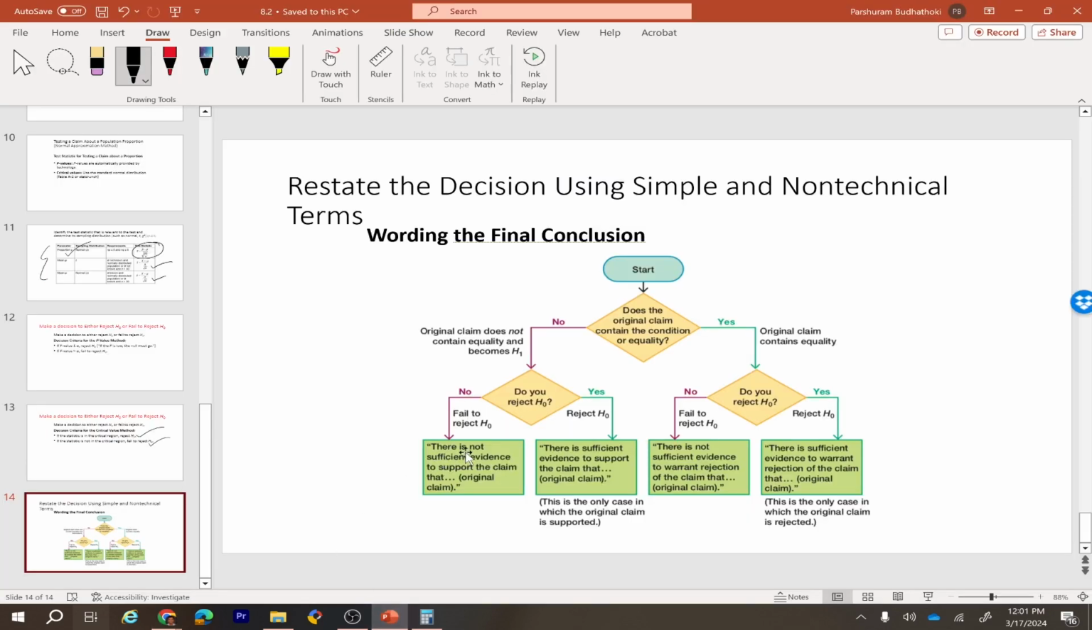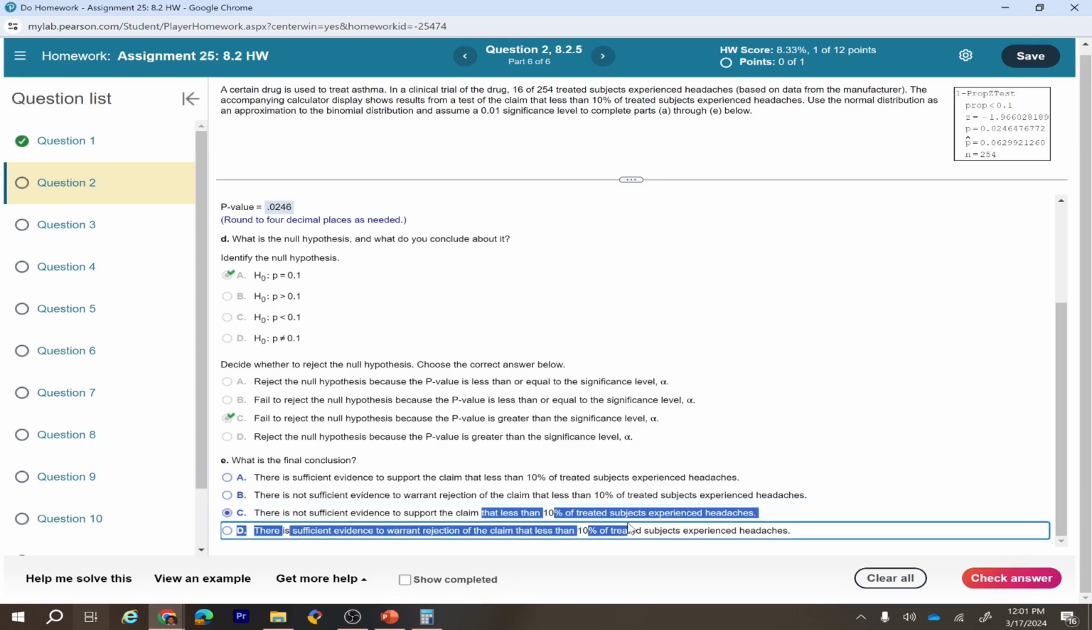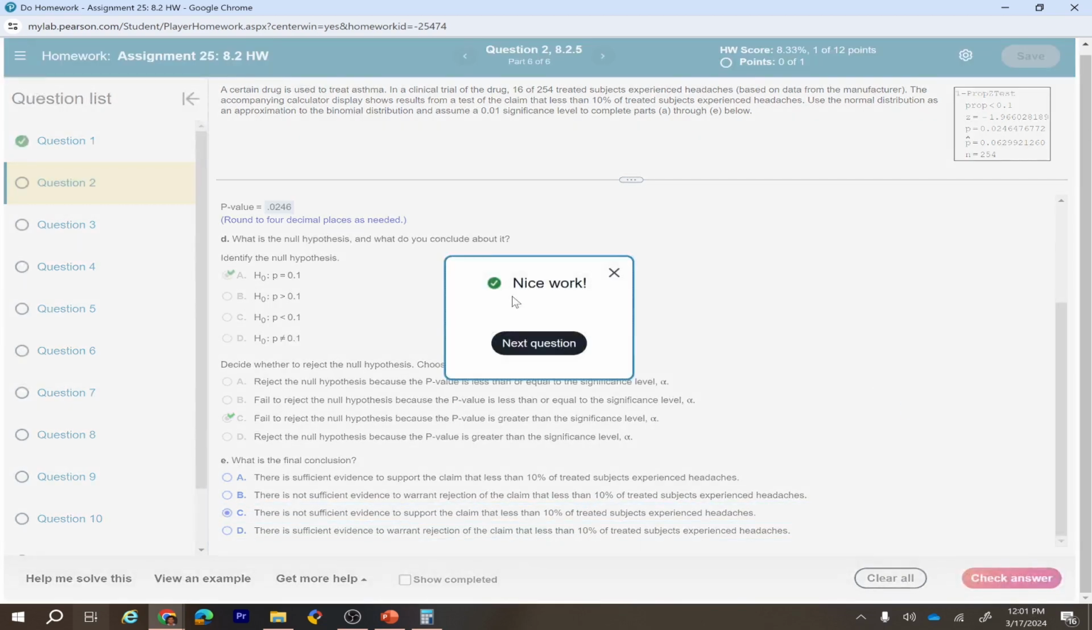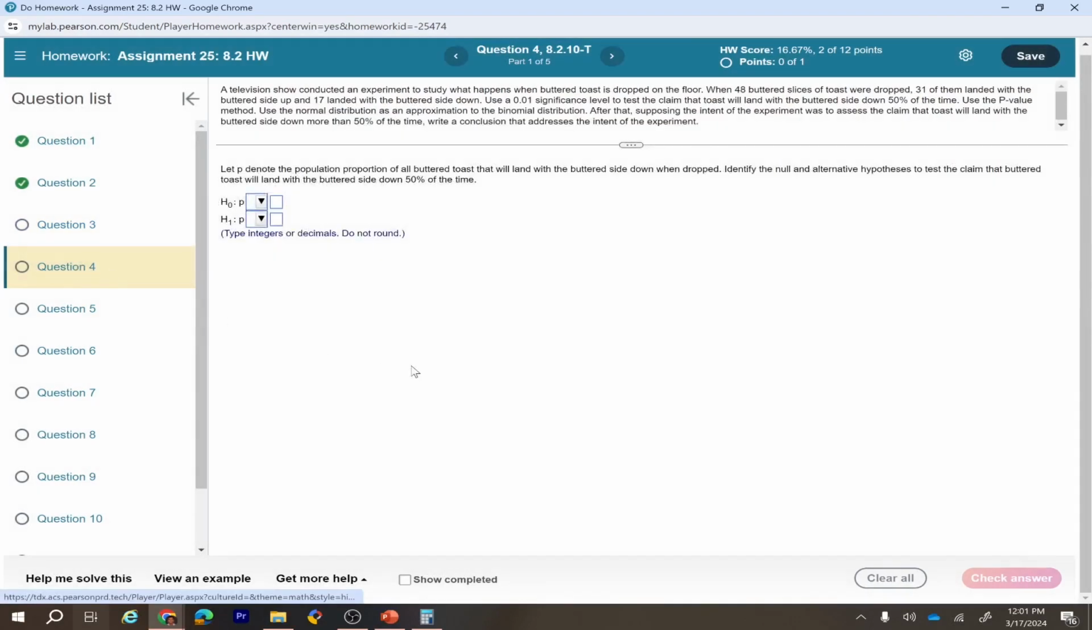That's the final conclusion. There is not sufficient evidence to support the claim that less than 10%. This is a claim, so you just copy the claim from here. Okay. So there is not sufficient evidence to support the claim. Let's go to the next question.